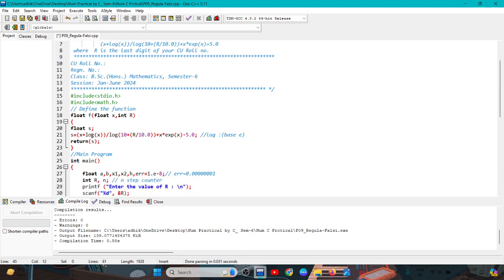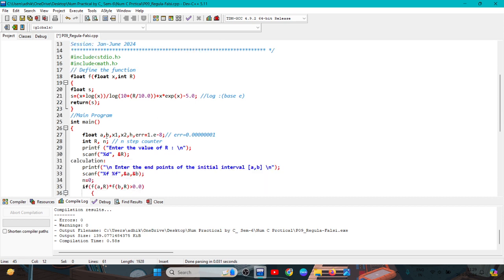Here, first we define the function f x. This is the function, float f, with arguments float x and integer r. So this is x plus log x. Actually, this log in C programming means base e, that is the natural logarithm. Whole divided by log of bracket 10 plus r by 10, plus x into e to the power x minus 5.